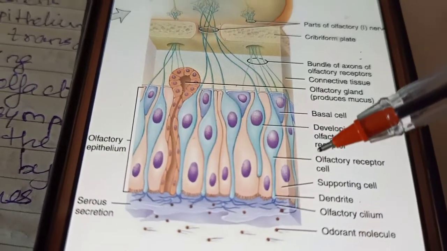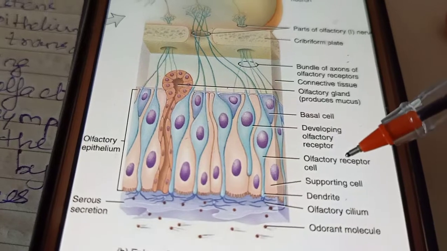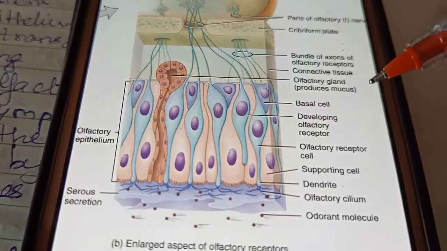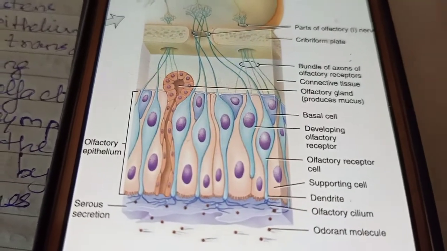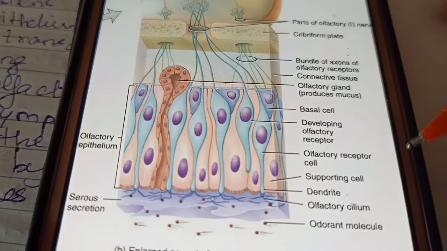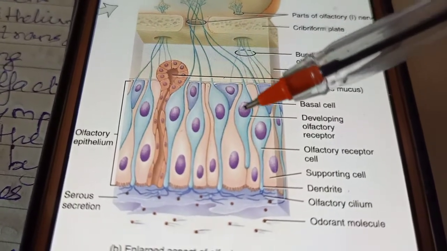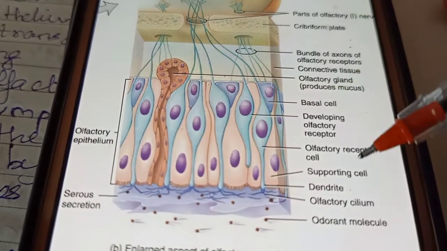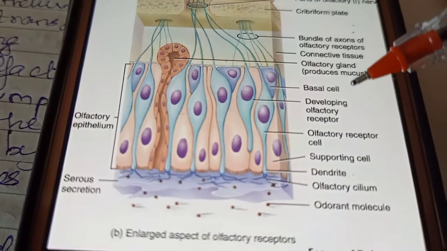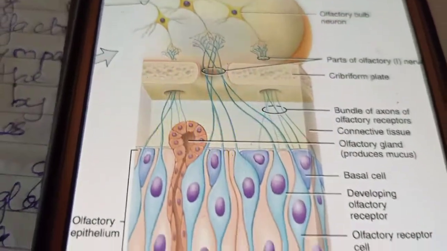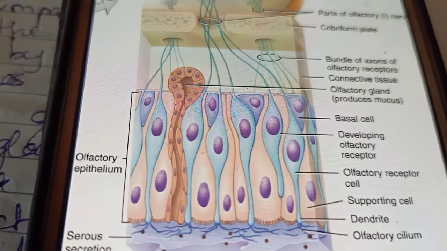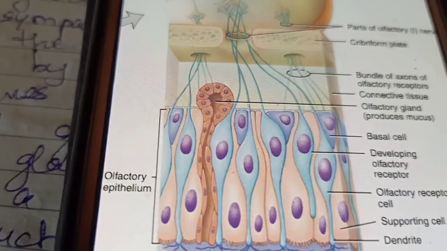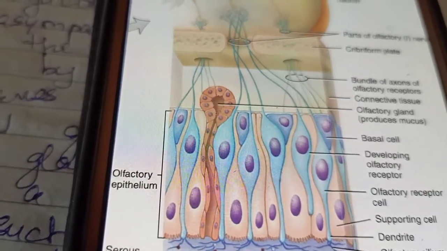The longevity of the olfactory receptor cell is only a month, so it has to be replaced. That replacement of the olfactory receptor cell is done by cell division of the basal cells. This is a remarkable process considering that the olfactory receptor cells are neurons, which means they are one of the few neurons which are replaced.